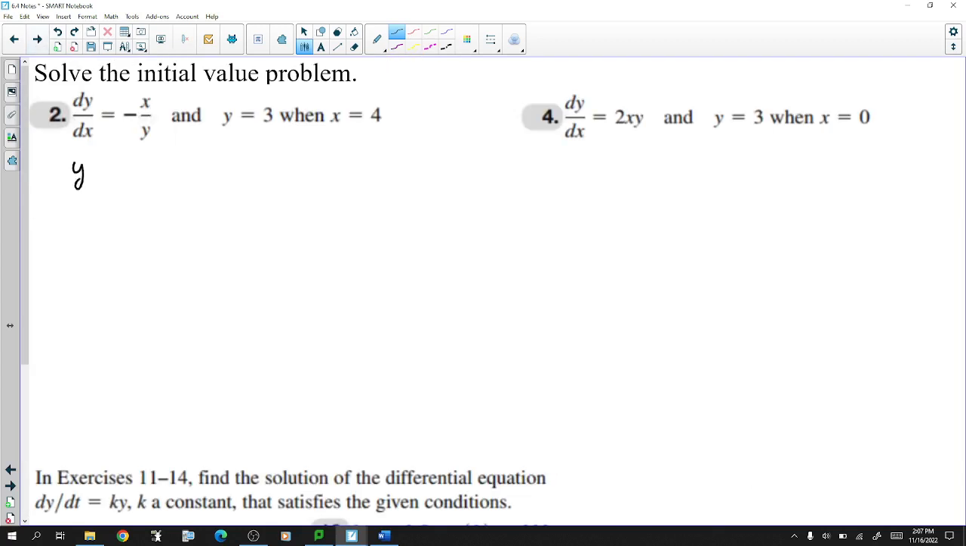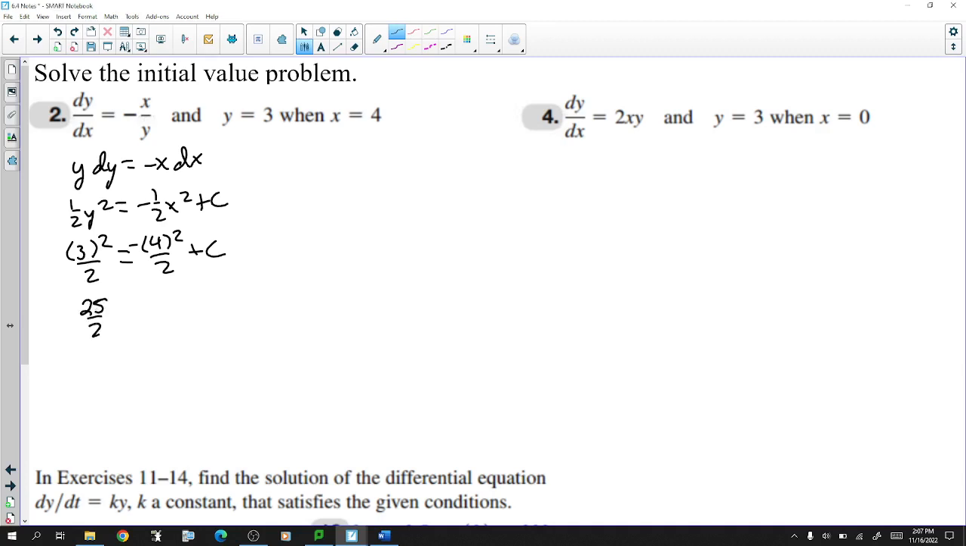Here we have separation of variables. That's going to be 1/2 y squared is negative 1/2 x squared plus c. Y is 3, so 9/2. I should show that I'm using this. 3 squared over 2 is equal to negative 4 squared over 2 plus c. So we have 9/2 plus 16/2 is 25/2. So we have 1/2 y squared is equal to negative 1/2 x squared plus 25/2.